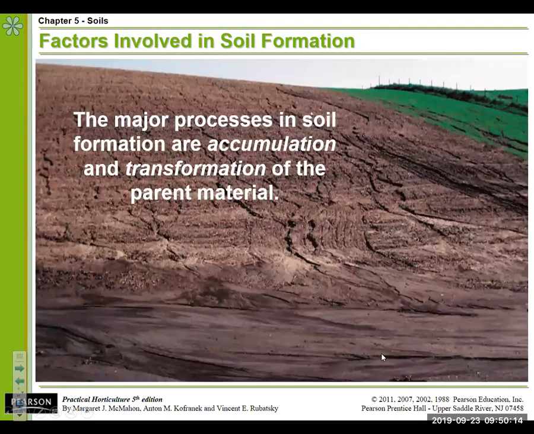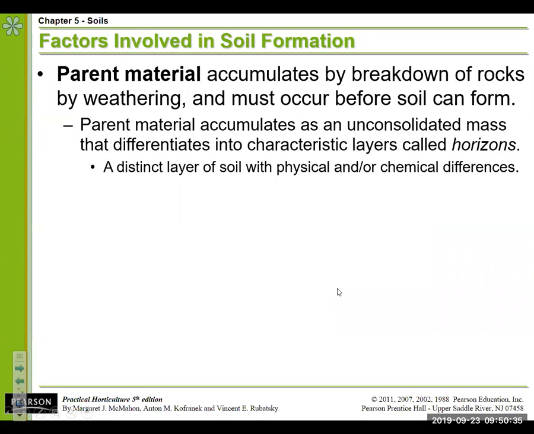So those rocks together, the different rock types, are going to lead to different types of soils. And from all these different processes together, we get the formation of the soil and the accumulation and then subsequent transformation of the parent material. So it's going to accumulate by the breakdown of these rocks by weathering, and then it's going to form into these unconsolidated layers that are called horizons. And a horizon is just a distinct layer of soil with some differences.